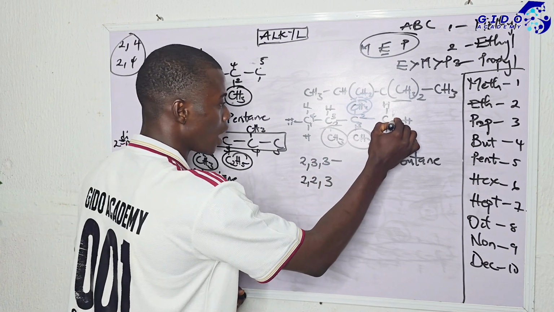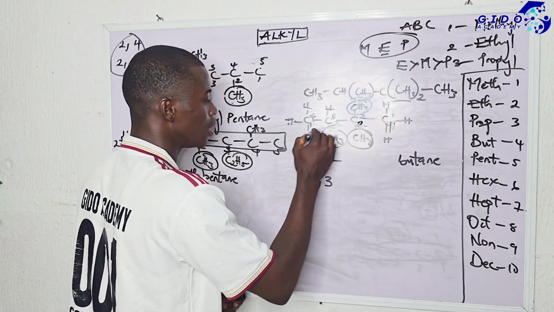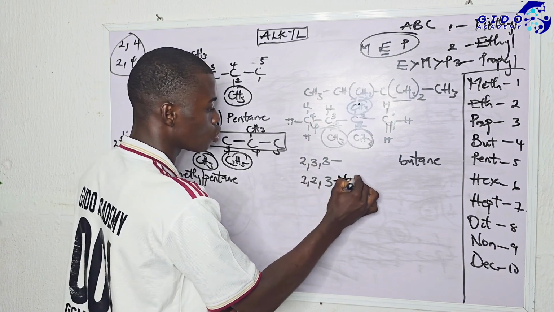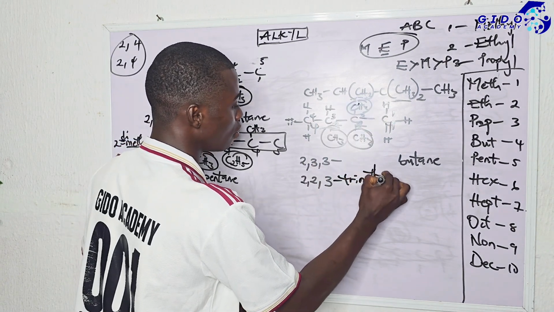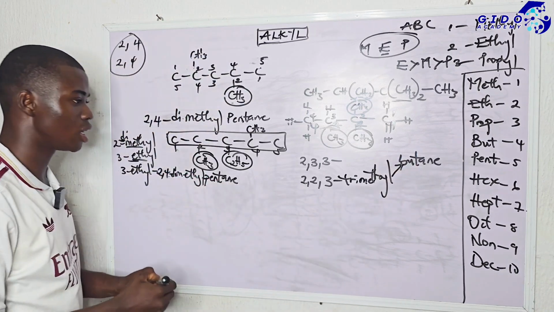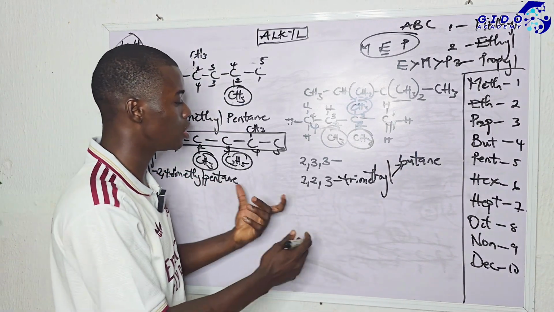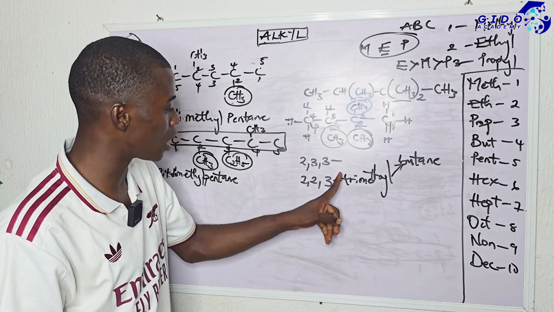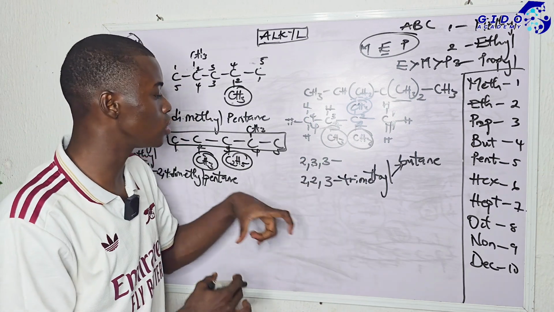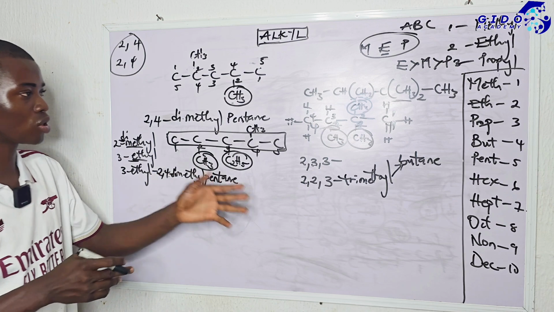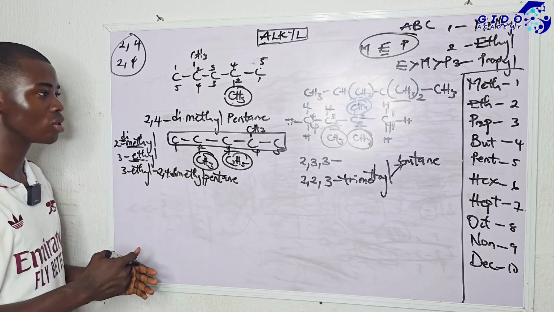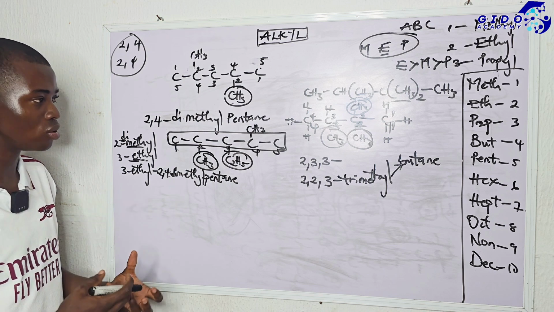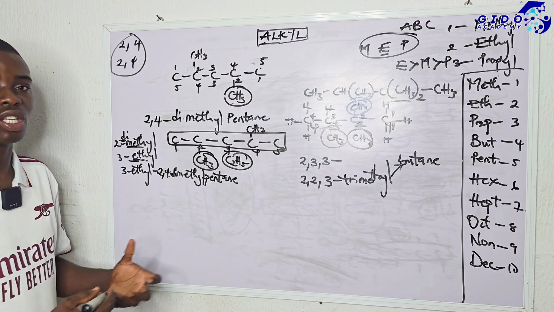So here will be 1, here will be 2, here will be 3, here will be 4. So we have 2,2,3-trimethyl what? Butane. So that's how you name this structure. So it is wrong for you to say 233. Instead of it to say 233, why not write 223? So 223 is the correct name for that structure, not 233. So please, it is wrong for you to write 233 because we are to give the lowest value to the branching. So that's how you name organic compound.